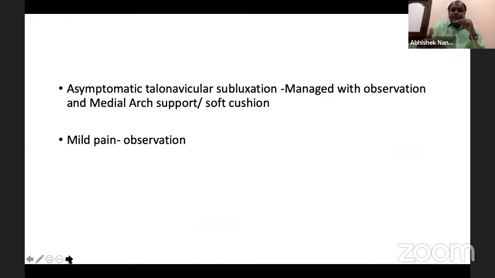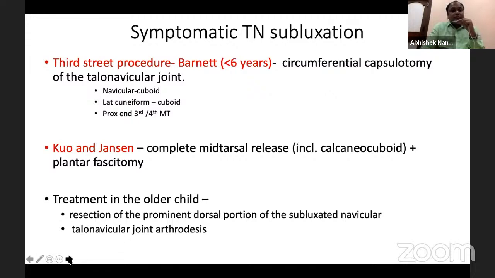If it is asymptomatic, we need not do anything. Just manage it conservatively, maybe with some medial arch support. If there is mild pain, we will again do observation. But if it is symptomatic, the procedure advocated for a talonavicular subluxation is the Three Streets procedure. It is a circumferential capsulotomy of the talonavicular joint.